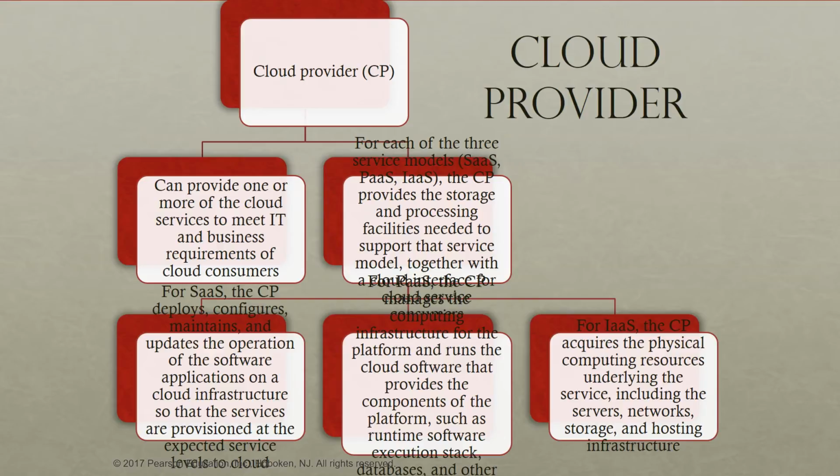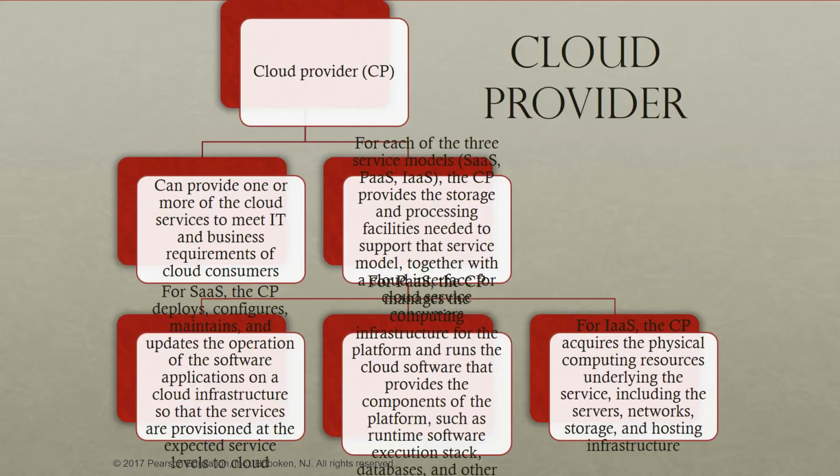For SaaS, the CP deploys, configures, maintains, and updates the operation of the software applications on a cloud infrastructure so that the services are provisioned at the expected service levels to cloud consumers. The consumers of SaaS can be organizations that provide their members with access to software applications and users who are directly using software applications, or software application administrators who configure applications for end users.